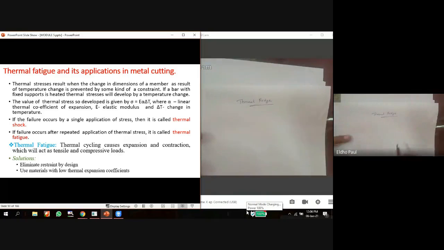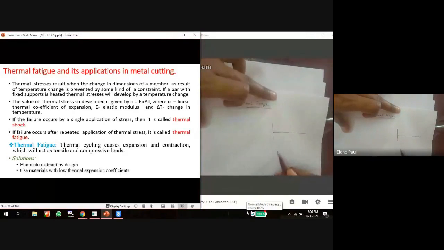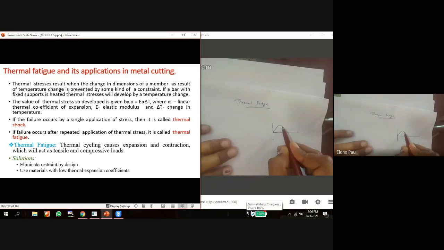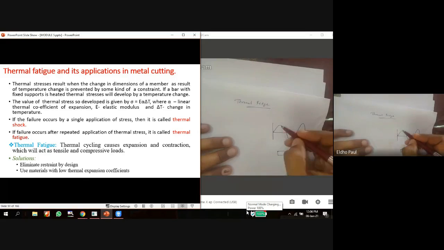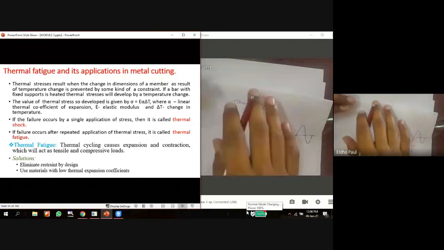Okay, so in the last lectures I said the external force acting on a material, first it will be a tensile load, then it will be a compressive load, then it will be a tensile load. Such type of cyclic load is the reason for fatigue. Here it is tensile, then it is compressive. Such type of cyclic load when it acts on a material or on a body leads to fatigue failure. Next we are discussing thermal fatigue.